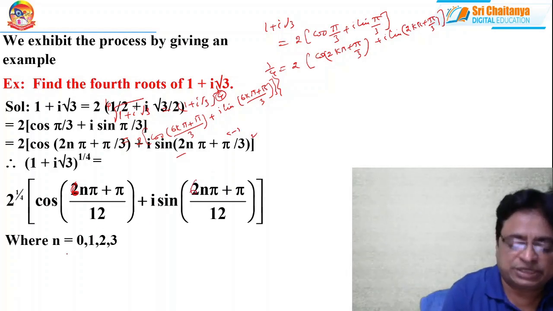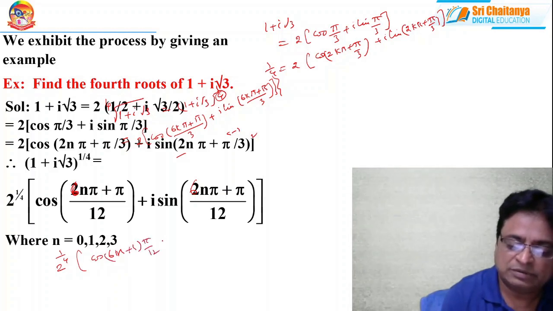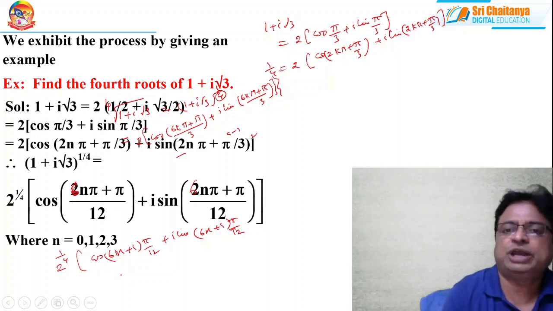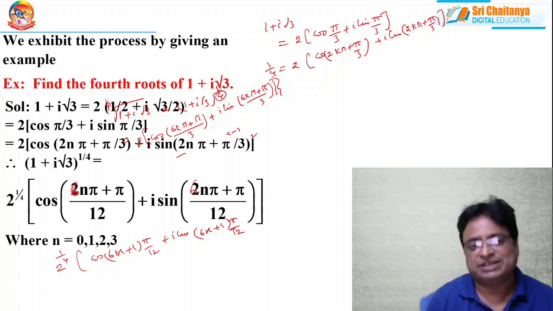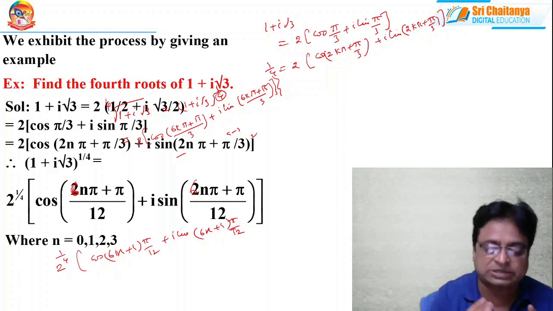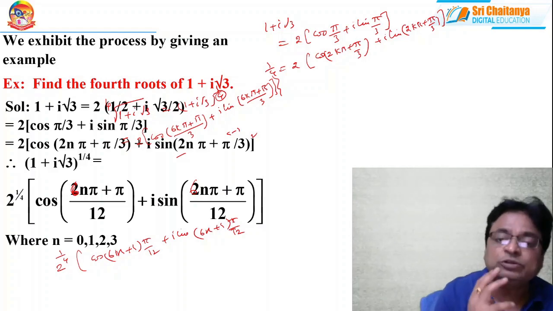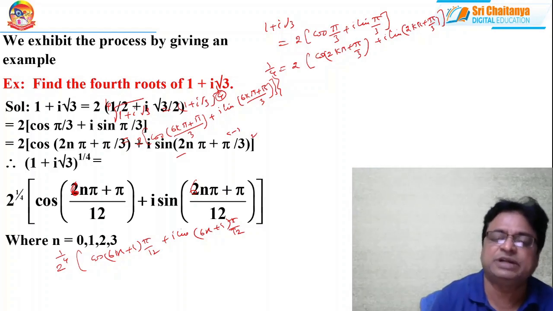So I can write this as 2 power 1 by 4 cos of (6n plus 1) into pi by 12 plus i sin of (6n plus 1) pi by 12, where n is equal to 0, 1, 2, 3, or k is equal to 0, 1, 2, 3, because it depends upon the variable you have adjusted there. Nothing to worry. So this is the mechanism to extract the nth roots of a complex number. This is very, very important, and this is a beautiful application of De Moivre's theorem.